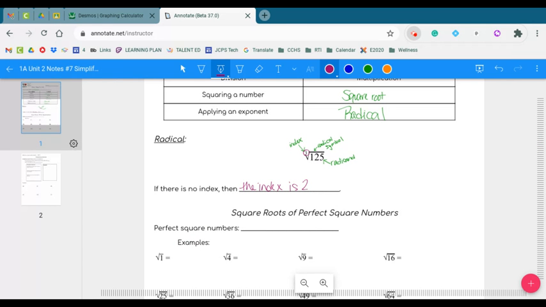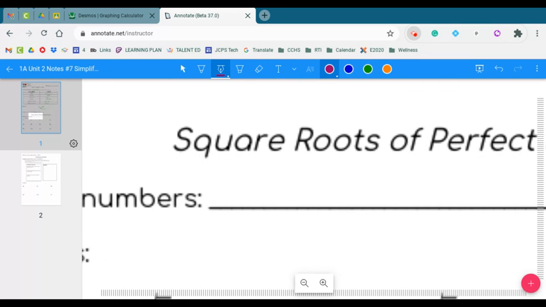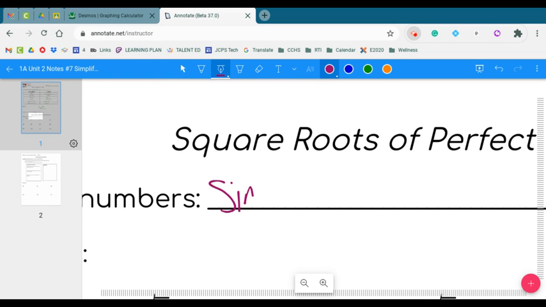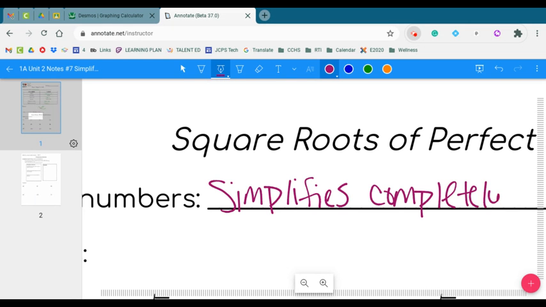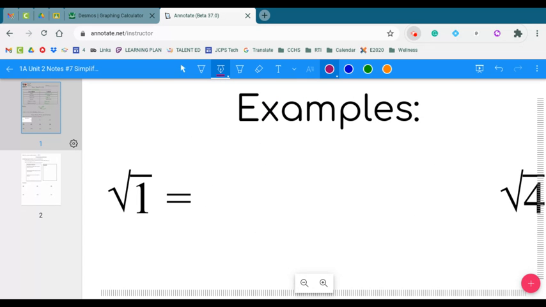Next we're going to go down to our perfect square root numbers. Hopefully you guys kind of know these. A perfect square root means it simplifies completely, so it'll simplify down to a whole number. Whenever we're taking the square root, we think what 2 of the same numbers multiplied together will give you that. So the square root of 1 is 1 because 1 times 1 equals 1.